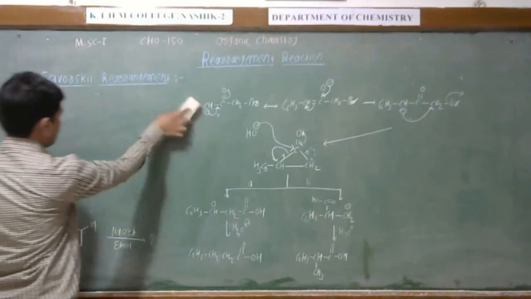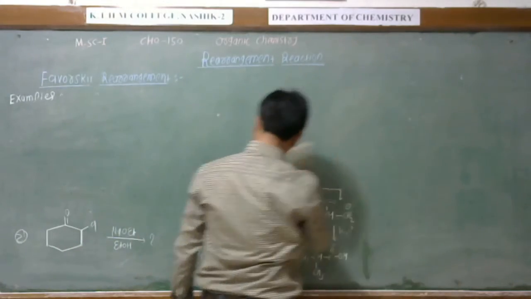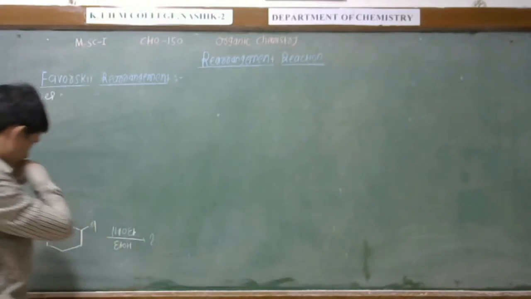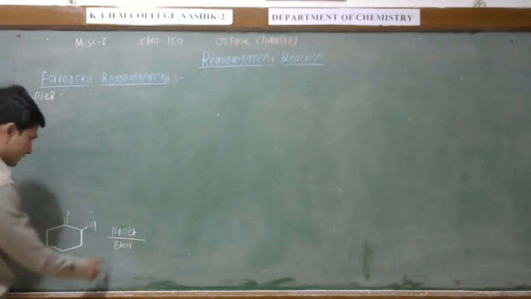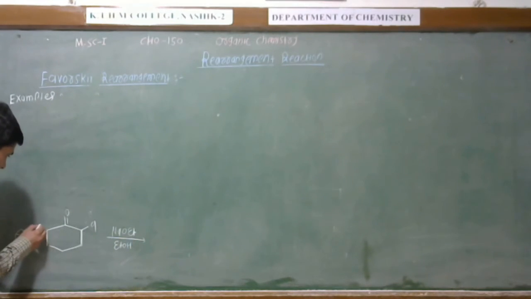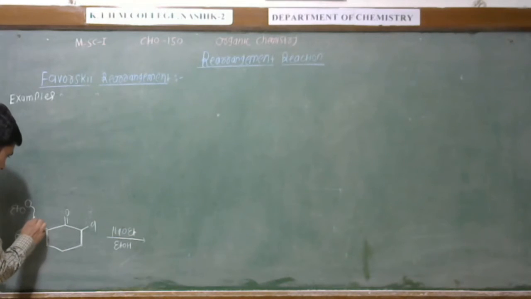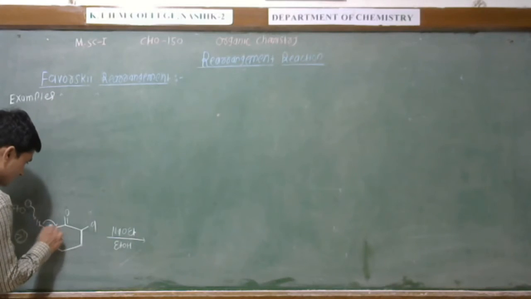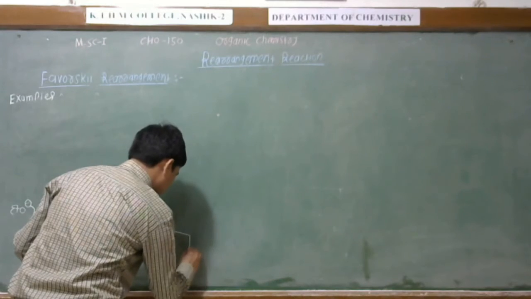Next example, C. We will start from here. So this is the NaOEt and this is the EtOH. See, this is the alpha hydrogen atom, and when the ethoxide ion takes this hydrogen, there is a formation of negative charge. This negative charge makes a double bond here, and this bond will open. We get the enolate ion like this.